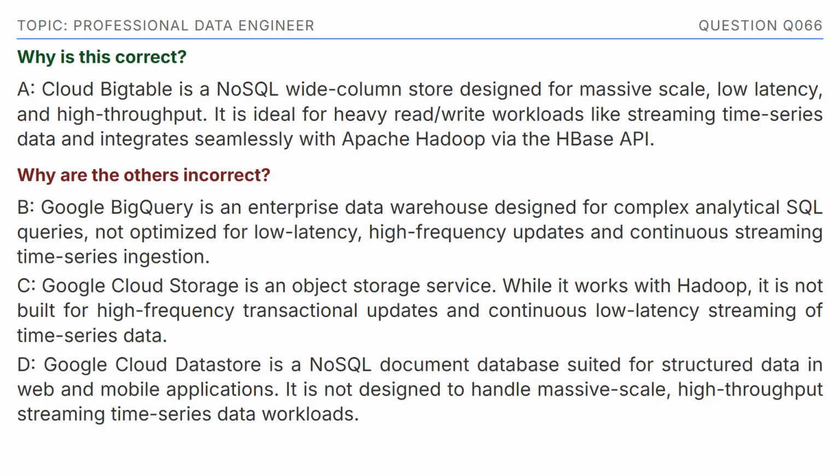B. Google BigQuery is an enterprise data warehouse designed for complex analytical SQL queries, not optimized for low latency, high frequency updates, and continuous streaming time series ingestion. C. Google Cloud Storage is an object storage service. While it works with Hadoop, it is not built for high-frequency transactional updates and continuous low-latency streaming of time series data. D. Google Cloud Data Store is a NoSQL document database suited for structured data in web and mobile applications. It is not designed to handle massive-scale, high-throughput streaming time series data workloads.